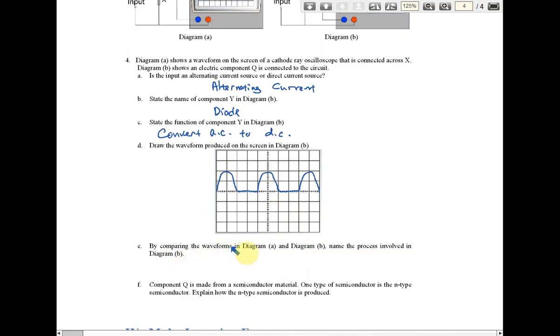By comparing the waveform in diagram A and diagram B, name the process involved in diagram B. So what is the name of this process? The process of converting AC to DC: rectification. Rectification, or you can say half wave rectification. Both are correct, though half wave rectification is more specific. But in this question, I think just put rectification. You can get the full marks already.